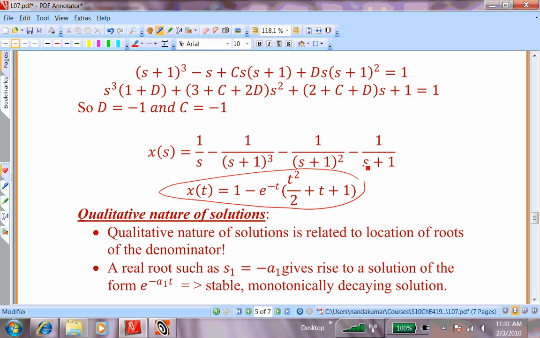Do you have how to take the partial fractions? I do have it; it is written out. How to do the partial fractions is written out there. So go through it. If you have questions, please come back.